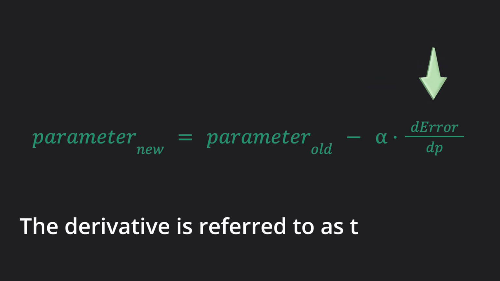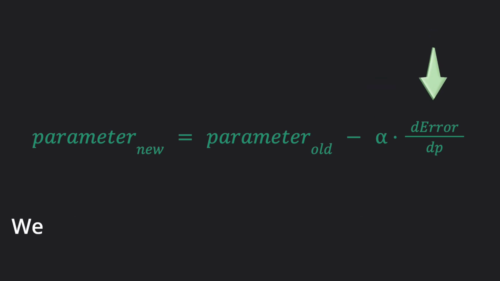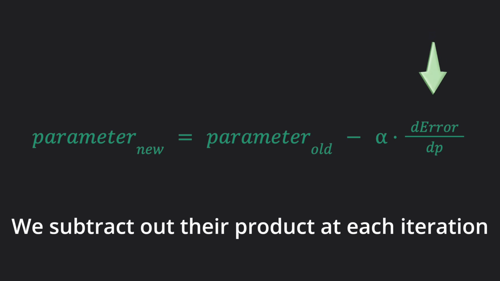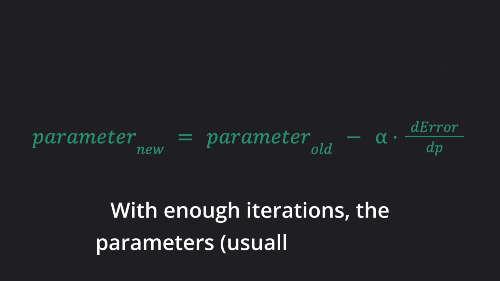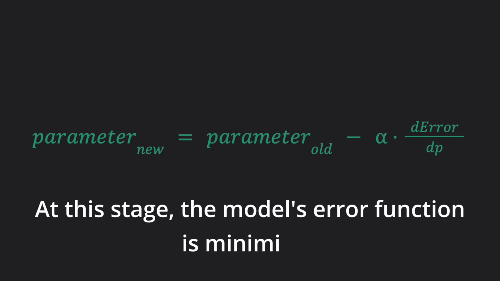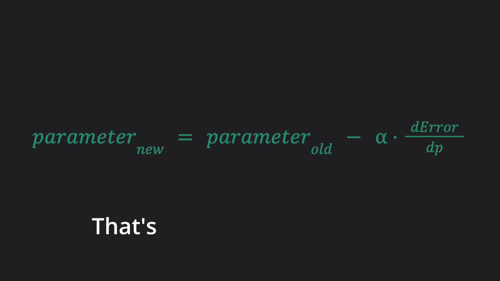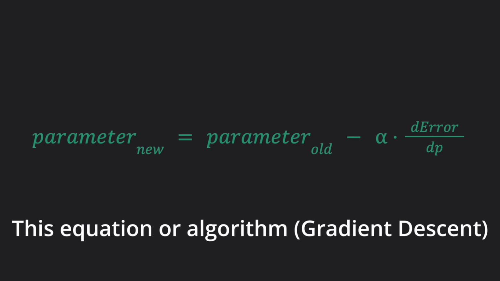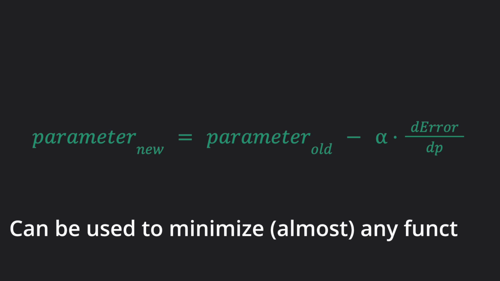And the derivative of the error is called the gradient. We subtract out the product of alpha and the gradient at each iteration. And with enough iterations, the parameters will eventually stop changing. At this stage, the model's error function is minimized. That's actually the main idea. This equation or algorithm, gradient descent, can be used to minimize any function.